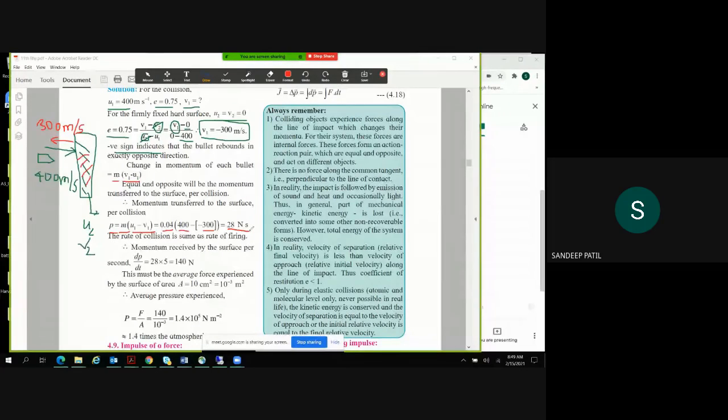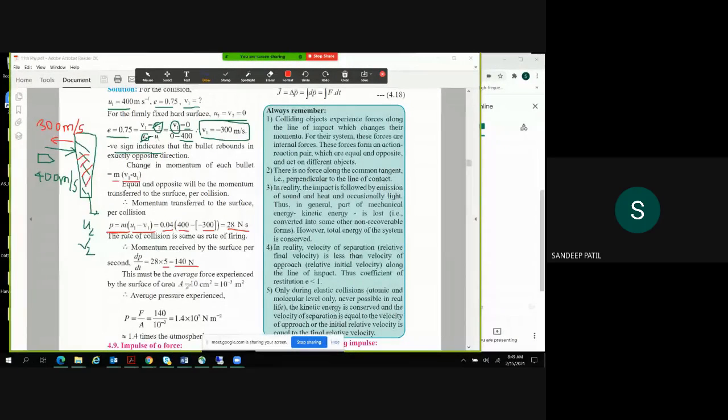So this is the momentum. The rate of collision is the same as the rate of firing, which is the number of bullets they are firing per second. So the same rate we can use here. The momentum received by the surface per second is dp by dt. The change in momentum is 28, and with 5 collisions per second, we get 140 Newton as the total force. This must be the average force experienced by the surface.